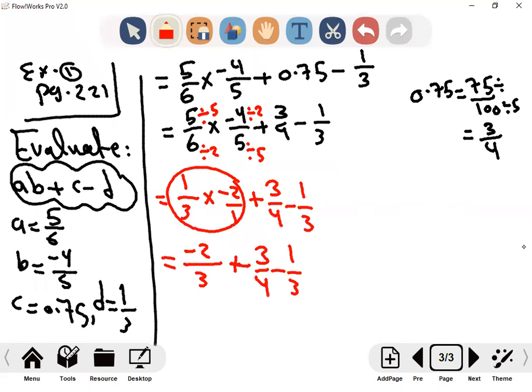So here I have the first two, these two fractions. We will do them first, then we'll take the answer and subtract it with 1/3. So I will take these two fractions by side also, and calculate them: -2/3 plus 3/4.